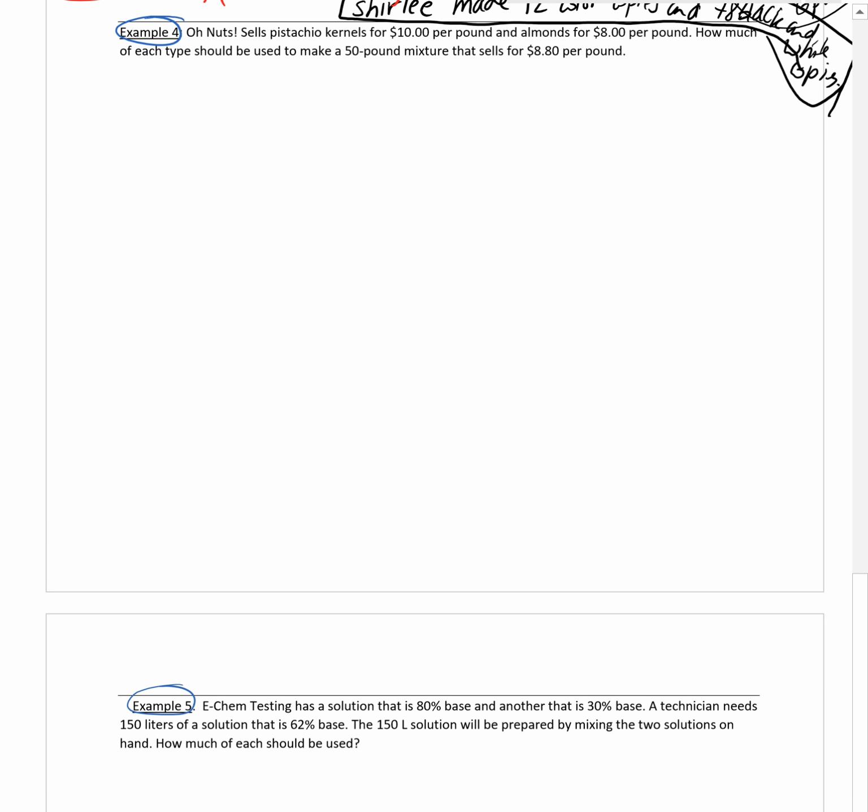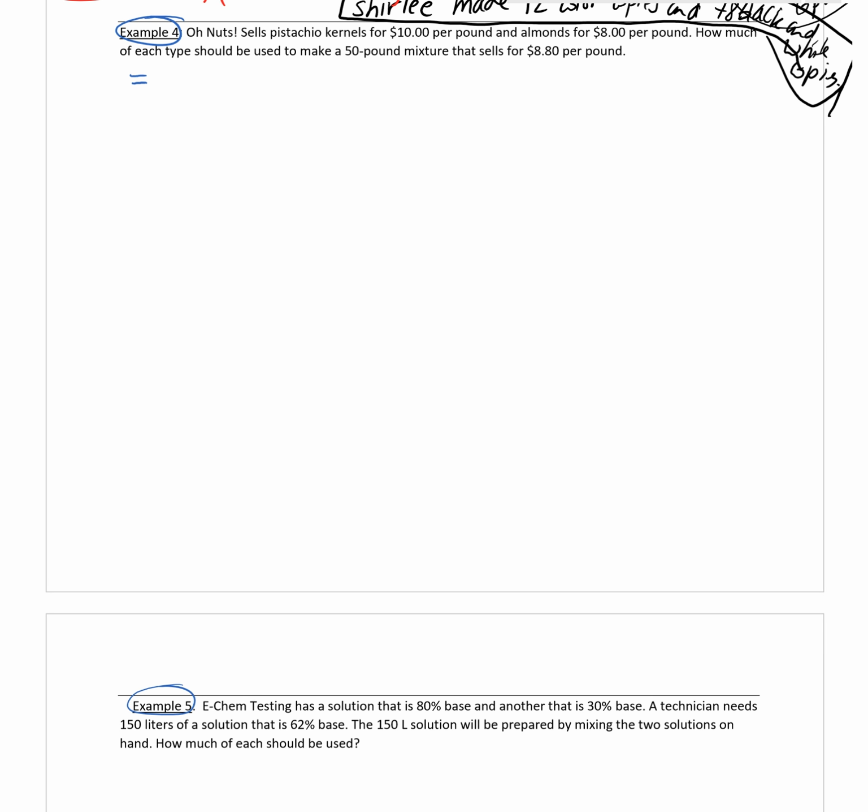They're very similar. So okay, we got this company called O Nuts, exclamation point, that sells pistachio kernels for $10 per pound and almonds for $8 per pound. They want to know how much of each type should be used to make a 50-pound mixture that sells for $8.80 per pound. It all makes sense. I can picture what they're doing here, mixing two things, and they want it to cost this much, and they want this many pounds. But what are they asking me for? I'm going to call those the variables. How much of each type.